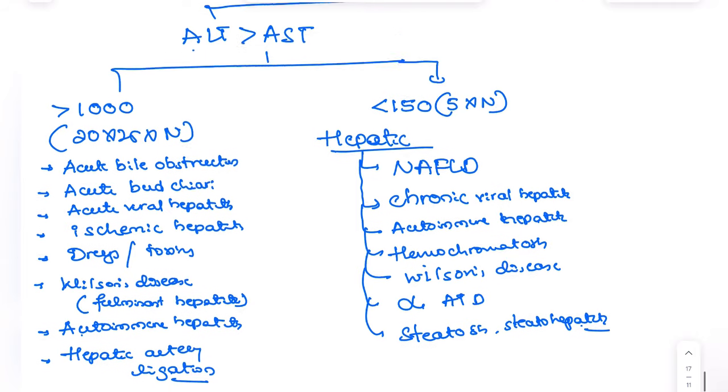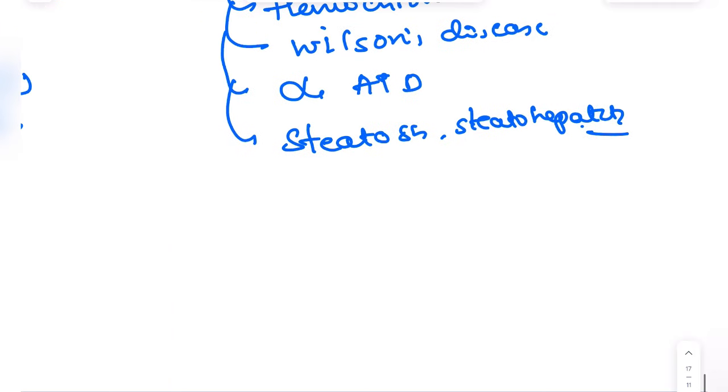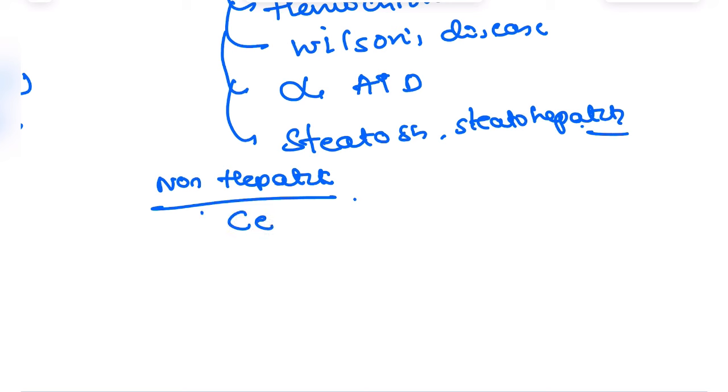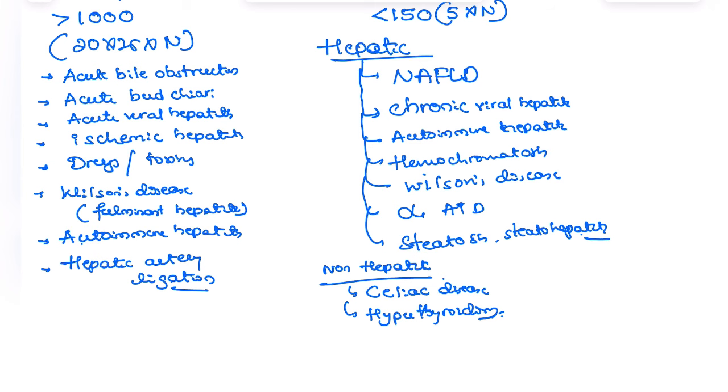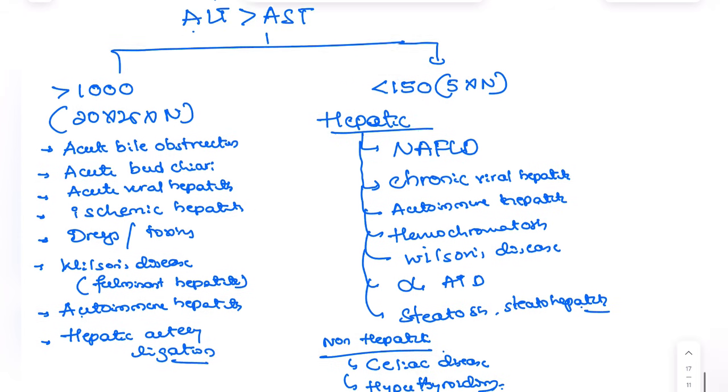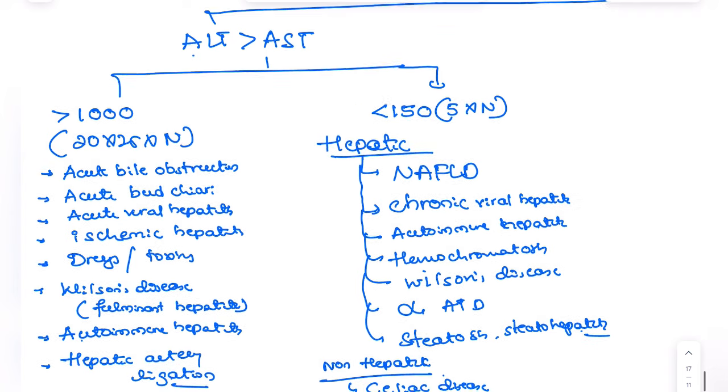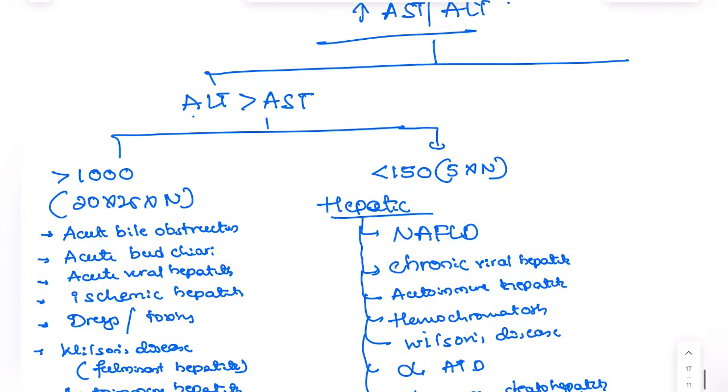I forgot to mention here the non-hepatic causes of mild rise. Non-hepatic causes include celiac disease and hyperthyroidism. These are the diseases which present with ALT more than AST with values less than 150 or 5 times the normal. So this is the differential diagnosis when you get this pattern of raised enzymes.